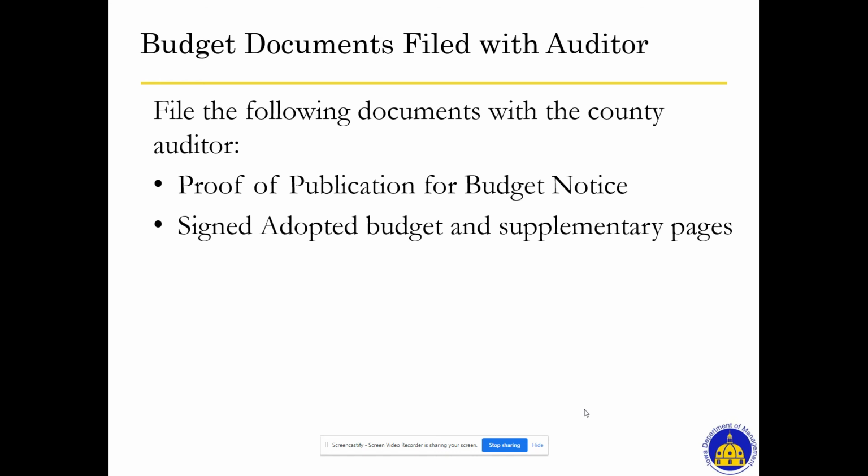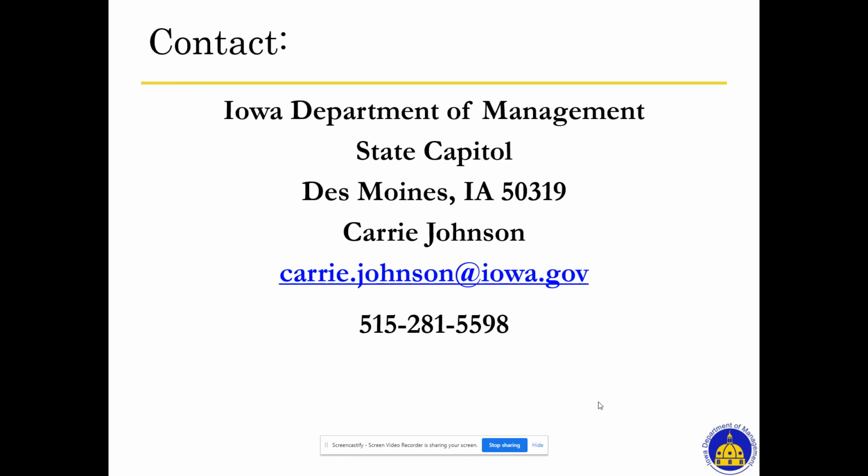Following that process, you would deliver to your county auditor by March 15th the proof of publication for your budget notice, as well as the signed adopted budget and all of the supplementary pages from your budget. If you have any questions, please feel free to contact me.